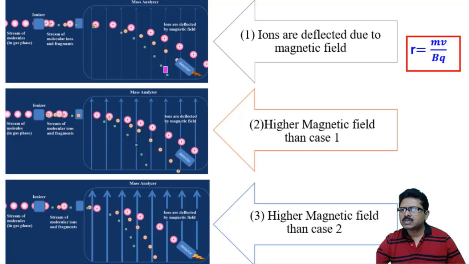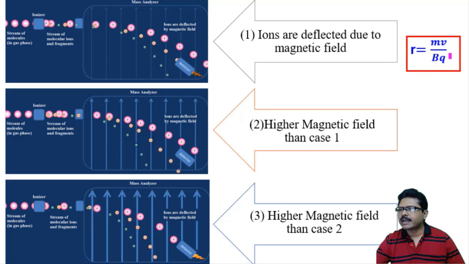So which one is more deflected, that can be defined by the radius of curvature. Now this circle has higher radius of curvature, this circle has lower radius of curvature. So higher radius of curvature means less deflection and lower radius of curvature means higher deflection.